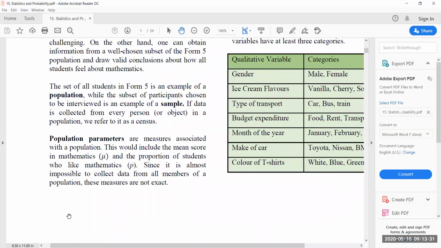So population parameters now. What are population parameters? They are measures associated with a population. This would include the mean score in mathematics, right? And the proportion of students who like mathematics, we call it, let's just say P. Now, since it is almost impossible to collect data from all members of a population, these measures are not exact, okay? So let's get into it.